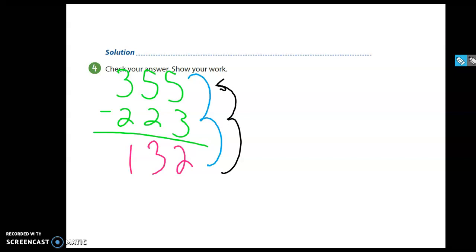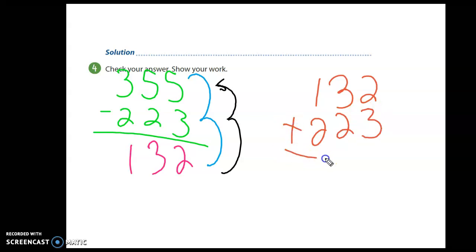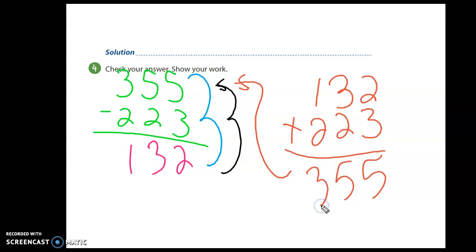So let's check our work. I'm going to add 132 plus 223, and I should get 355, right? Let's see. 2 plus 3 is? 5. 3 plus 2? 5. And then 1 plus 2? 3. Yep, that was right.